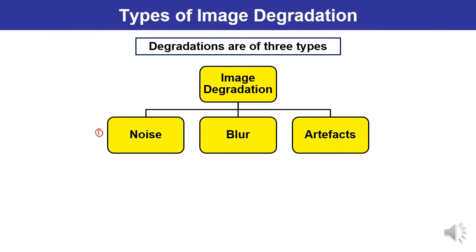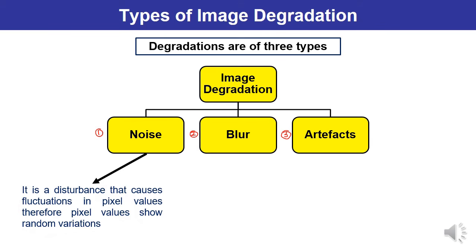The second type of degradation is blur. What do you mean by blur? Blur is a degradation that makes an image less clear. You always use this particular term: image is blur means image is not that clear. Third is artifacts. What are artifacts? Artifacts are also known as distortion, and this term is mostly used in medical imaging.